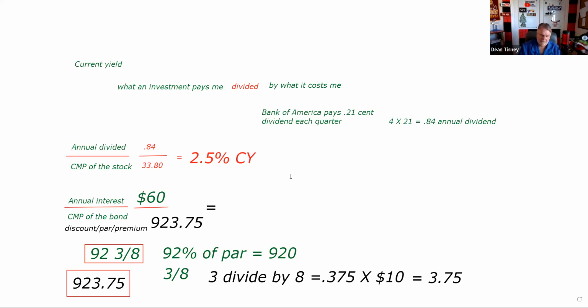So it pays me $60. It costs me $923.75. And so I get a current yield of 6.5%. That would make a difference on the test. You always round up on the test. You're not going to miss it by decimal points, but it pays me $60 and it costs me $923.75.